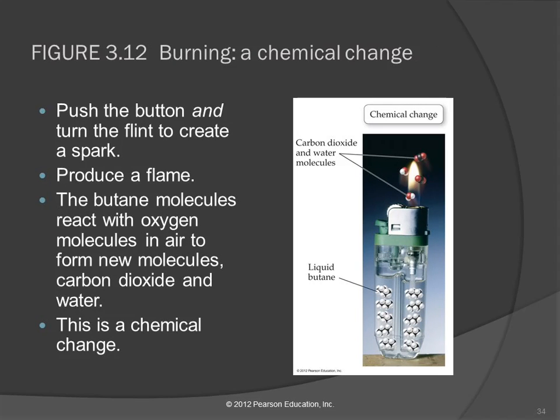If you flick it and actually light it, now you've got combustion, you've got a chemical reaction going on here. The butane is being burned, and it's being converted into carbon dioxide and water. It's not the same thing anymore. That's a chemical change.